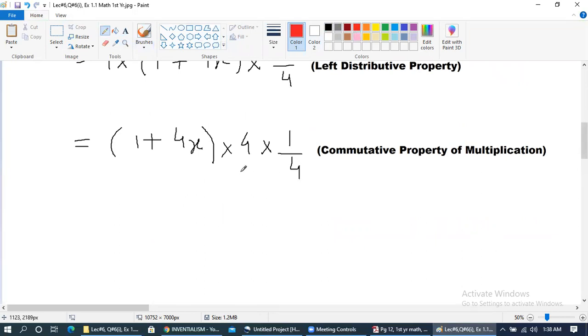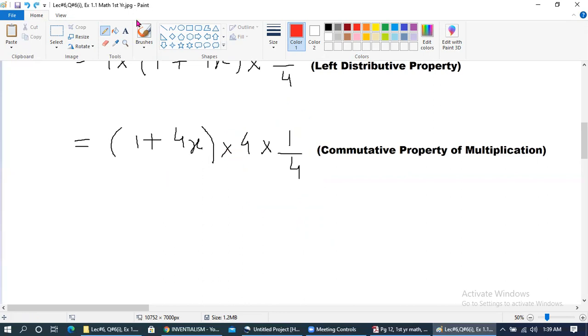Now from here it is clear that this is written 4 cross 1 by 4. As you know, 4 cross 1 by 4, both are multiplicative inverses of each other. So whenever we are multiplying two multiplicative inverses, they cancel with each other, and the resulting number is 1, which is the multiplicative identity. So 1 is produced whenever two multiplicative inverses are being multiplied with each other.